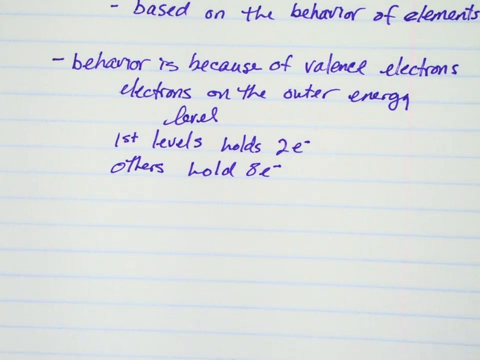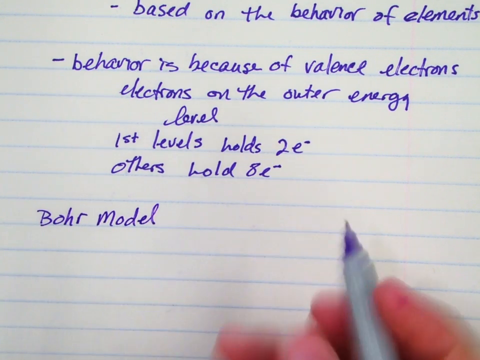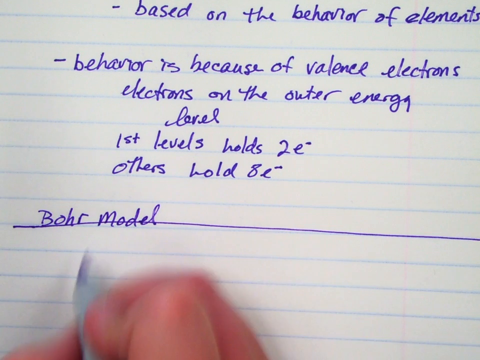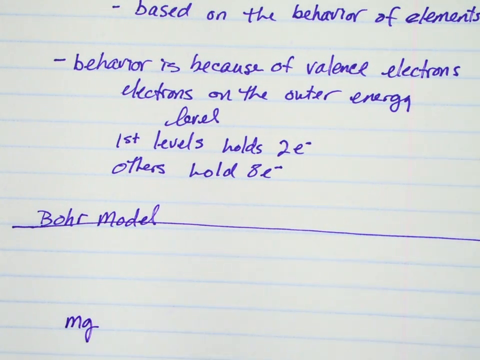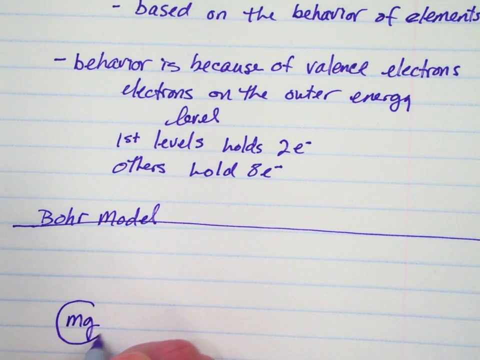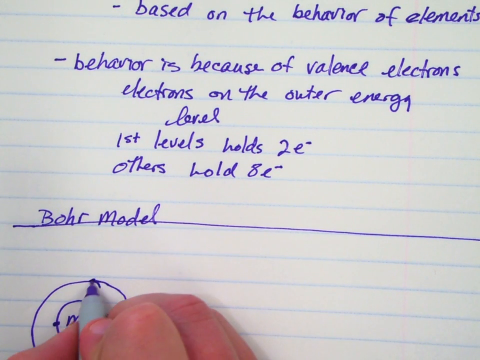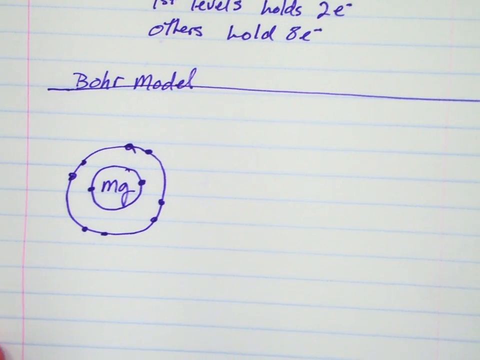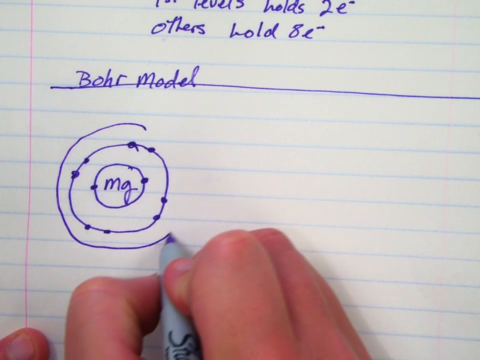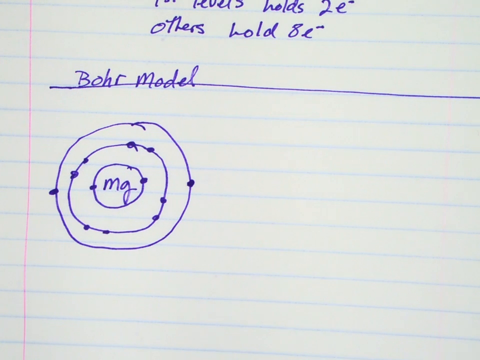So we use the Bohr model in class as a way of talking about those energy levels and the valence electrons. So if I have magnesium, it is atomic number 12, which means it has 12 electrons. So 2 in the first, 8 in the second. And that takes care of the first 10 electrons. So I'm down to 2 more. And then I need one more energy level to hold the last 2 electrons. And that's my Bohr model.